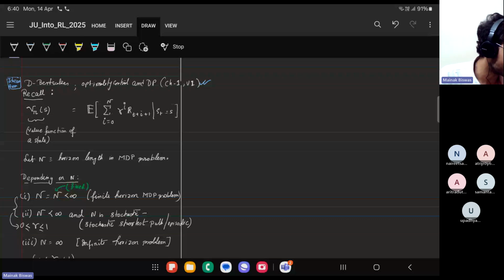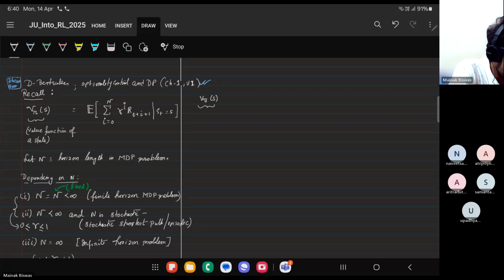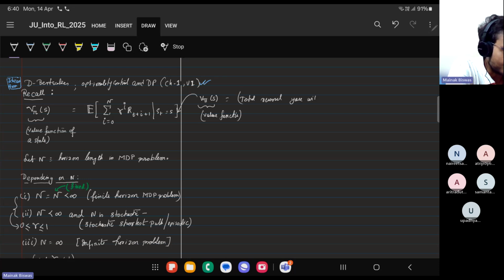So for example, say V pi of s is the value function. Again, do you recall that the value function is nothing but the total reward you will get till the end?